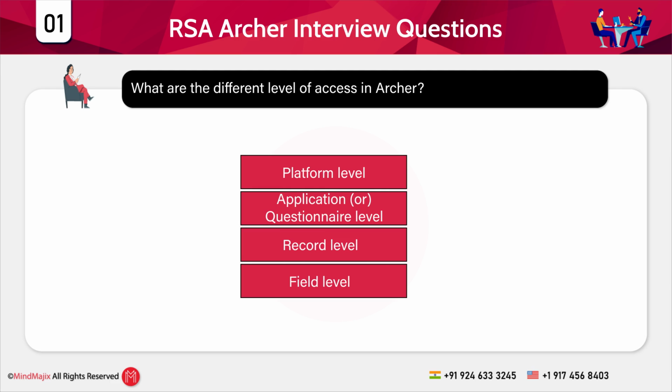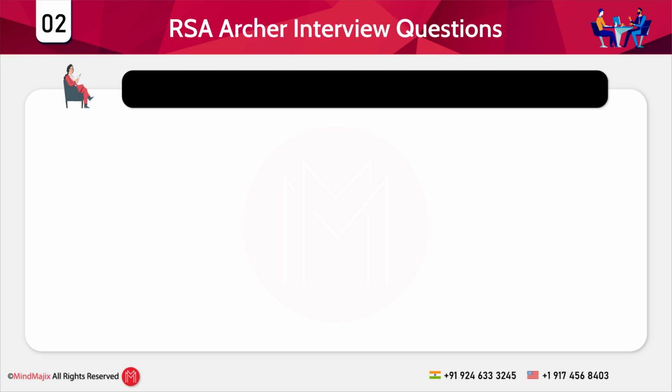Then coming to the field level, we have the private and the public access. If it's a public field, then it can be viewed by everybody. But if it's a private field, then only the group of users you have selected can view it. If you give them full access, they'll also be able to edit it. So these are the 4 levels of access. Moving on to the next question.